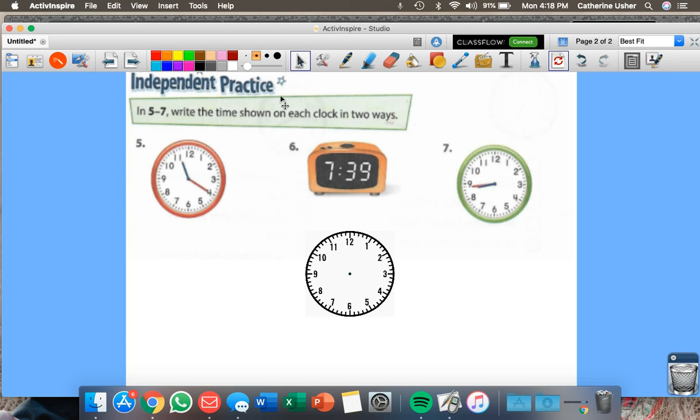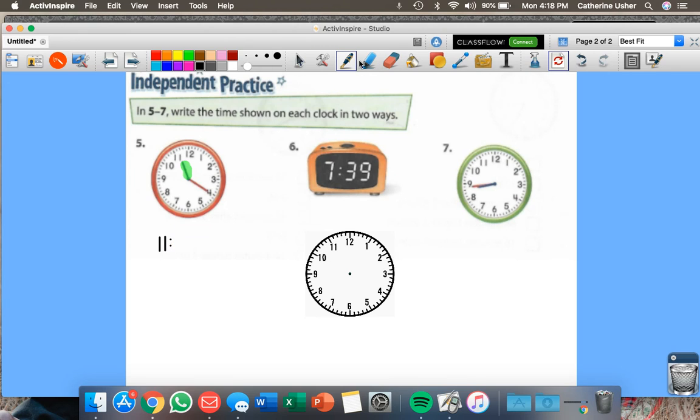So for your 3 problems, you were supposed to write the time shown on the clock in a different way. So for number 5, we have an analog clock. To read this clock, we're going to look at our hour hand first. Our hour hand is our shorthand. Our hour hand is in between 11 and 12. Because it's not all the way to the 12, we would say that the hour is still 11.